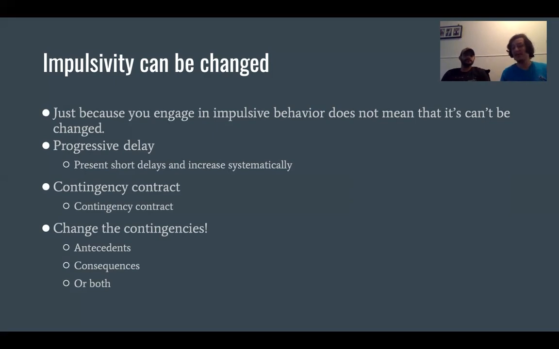Contingency contracts, a very popular method in behavior analysis where you basically explicitly lay out contingencies and have someone help you enforce those contingencies. Change the contingencies as well, right? We have antecedents, we have consequences. Exactly as Carlos was saying earlier, think about all the things that go into this choice. How can we start changing antecedents and consequences to start influencing and helping people make the more self-controlled choice?